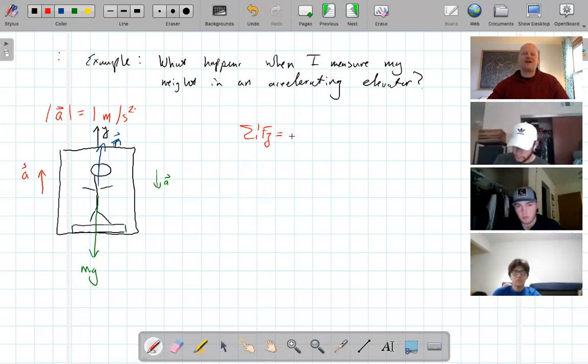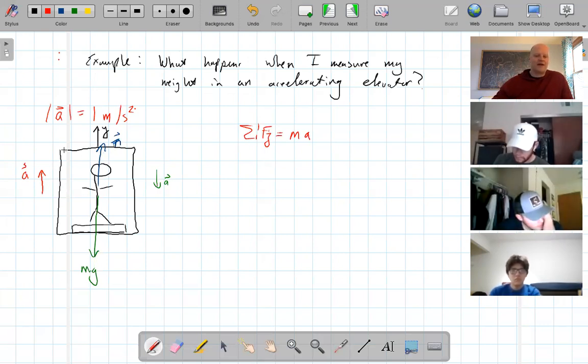Yes, that was our assumption, right? So the right-hand side simply is going to become ma. Now let's look at the left-hand side. Since my elevator is accelerating upward, and the positive y direction is upward, the acceleration here has to be positive.